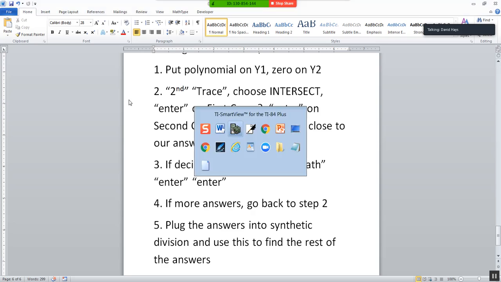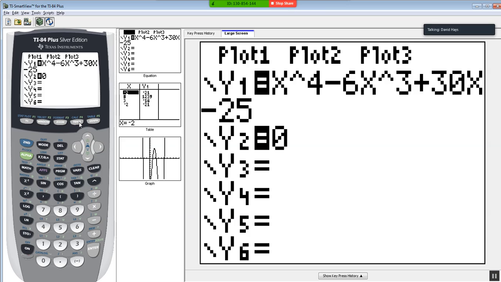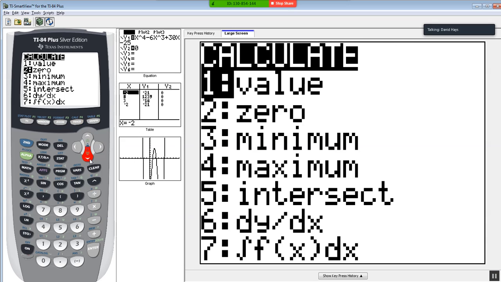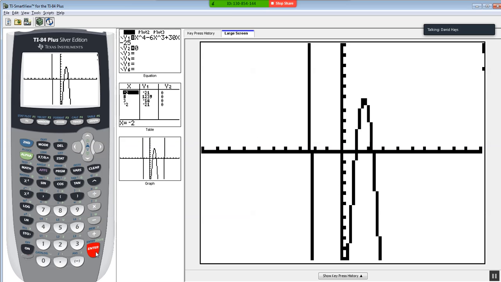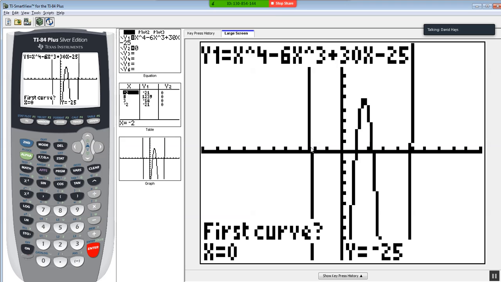step 2, second trace. So do second trace. We want to choose intersect. So you can down arrow to number 5 and press enter on it, or you can simply press a 5. You press the numbers in front of it and that very quickly chooses it. Now, our answers are where it crosses the x-axis. Looks like it crosses here somewhere near -2.